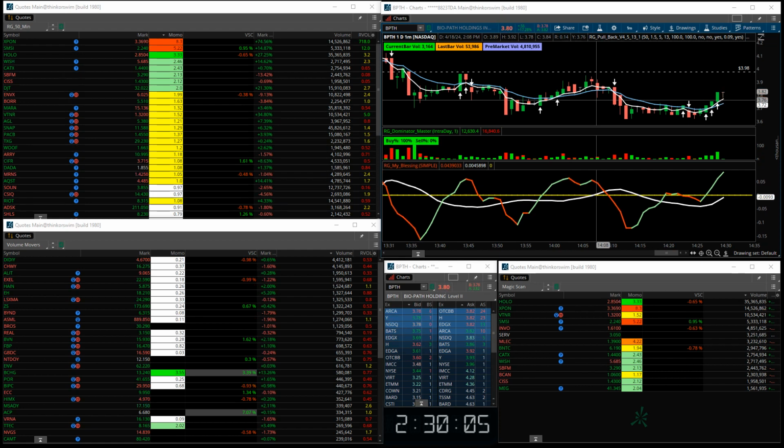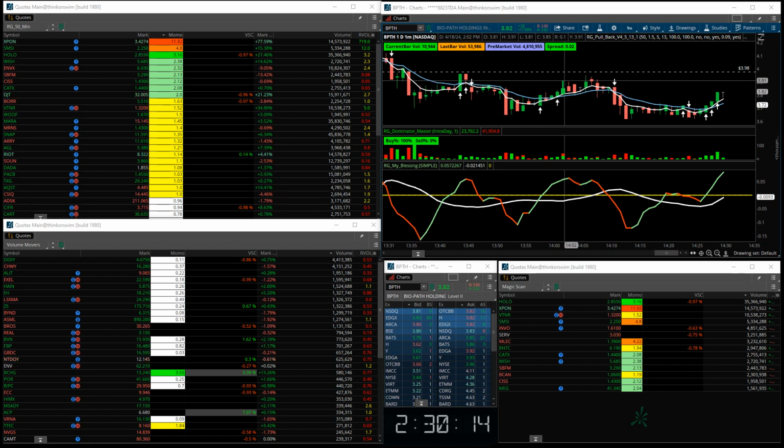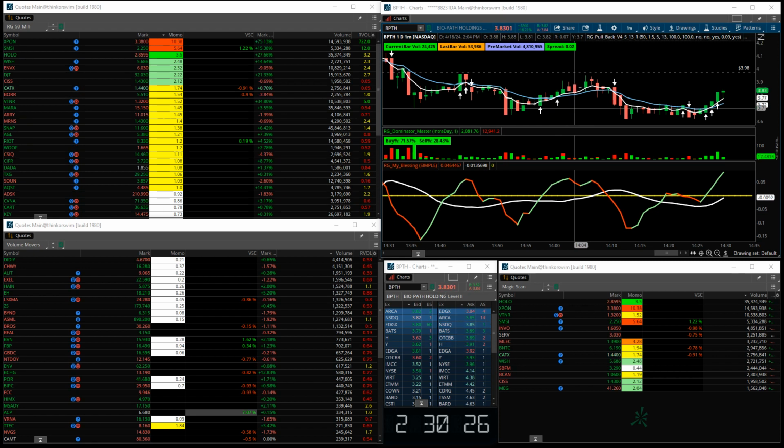Wicks on the top are sellers driving the price back down. So you can have a green candle like this with the wick on the top. The price was up here, the sellers came in, or profit takers, and they drove it back down by selling. And we ended up in some red candles being driven down.